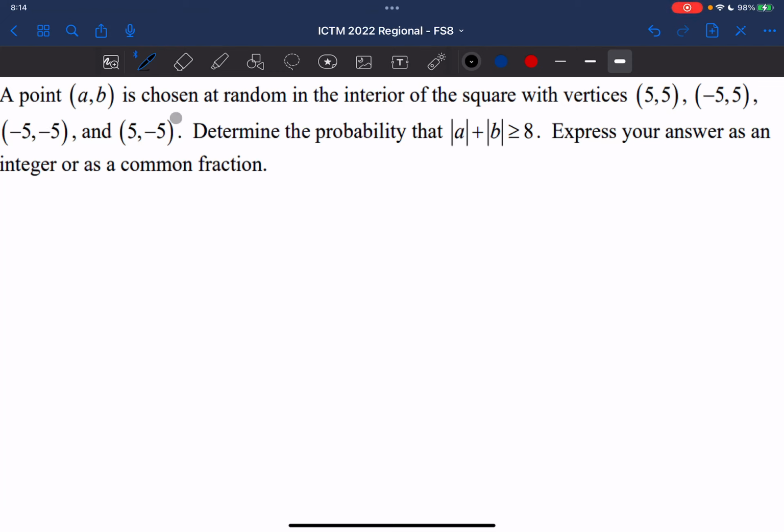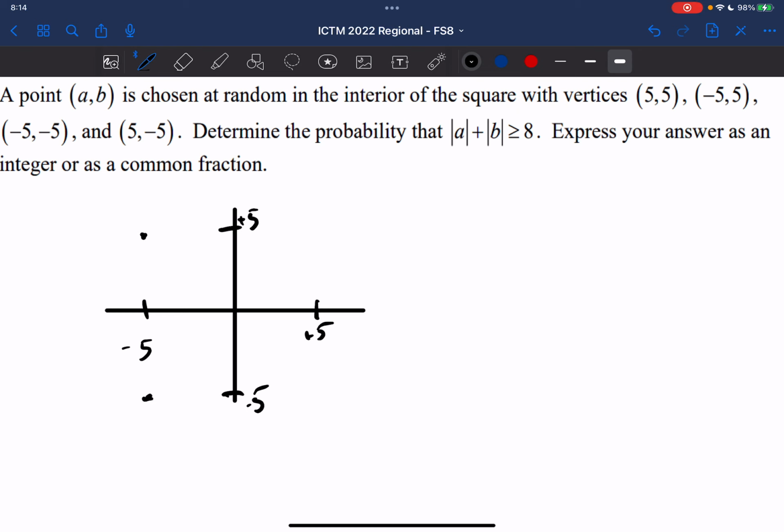A point (A, B) is chosen at random in the interior of the square with these 4 vertices. So let's draw that. Here we've got -5 and +5, -5, +5. So we've got a square right here. Let's close that square off.